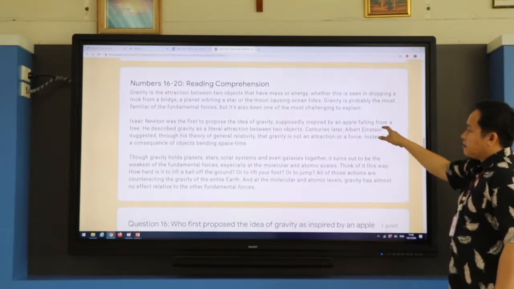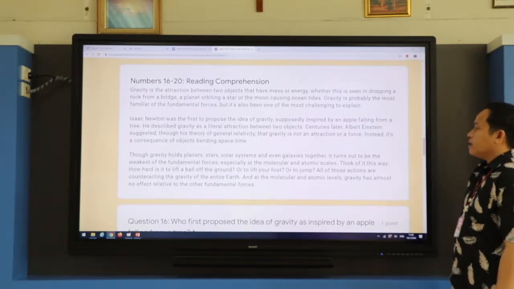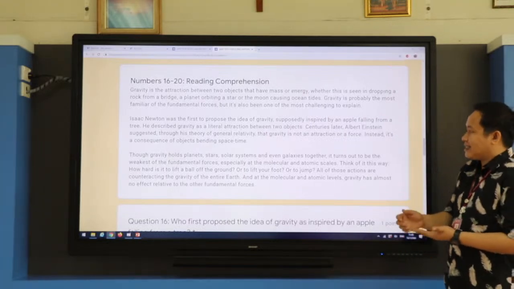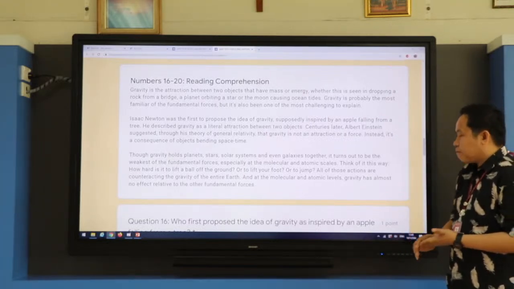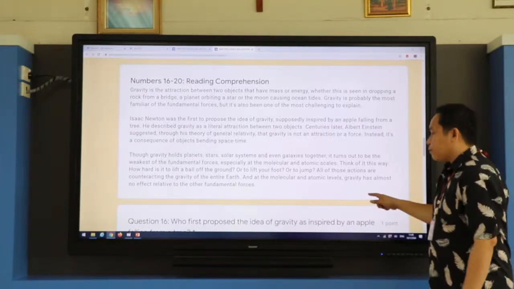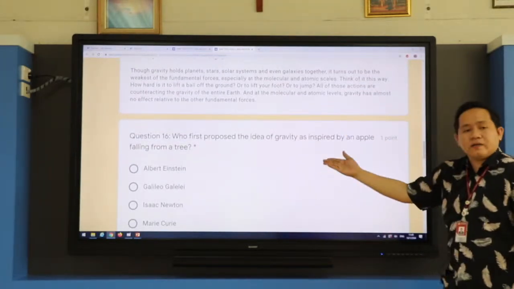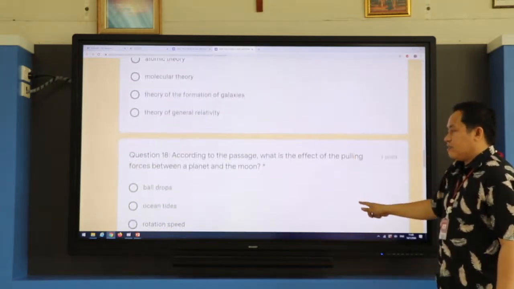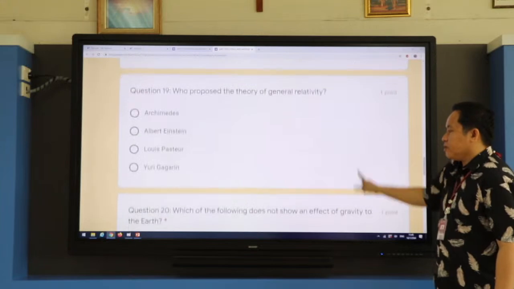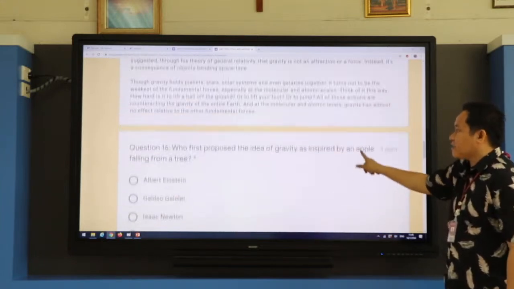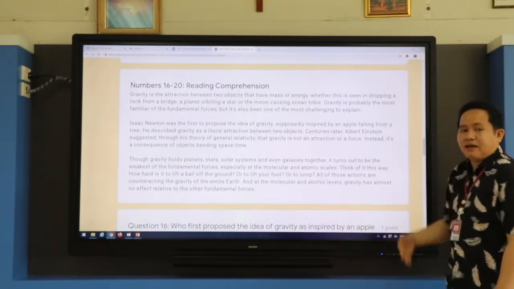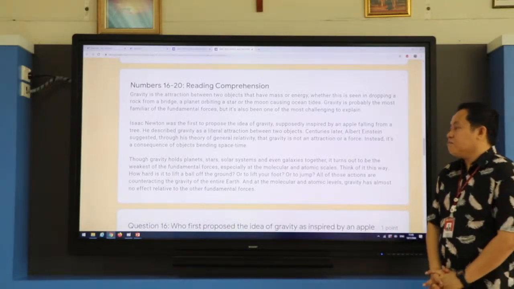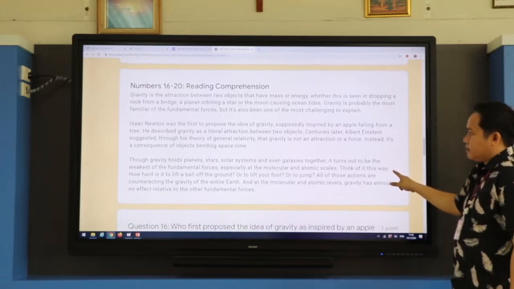The next part is a little bit hard. It's a reading comprehension. This is a reading test, so you need to read this text about gravity. To help you, it would be better to read the questions first and remember them. After reading all the questions, you may go back to the text and find the answers. For this test, I am giving you 7 minutes to finish.